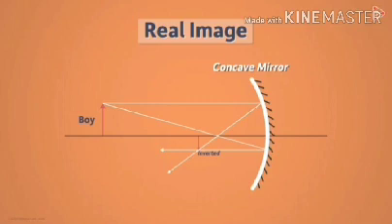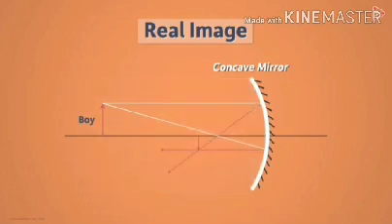One important thing we need to know is that real images are always inverted. Yes, concave mirrors always form inverted real images. We will learn more about this in future videos. The image is formed on the same side of the mirror as the object is. So real images are always formed on the same side as that of the object. And light rays do reach this position.